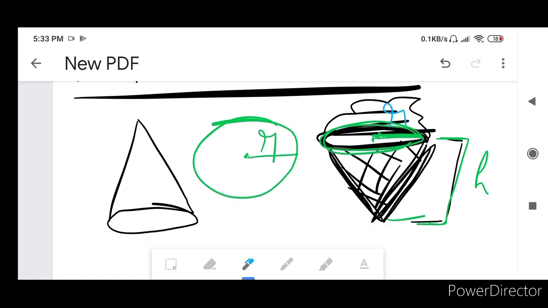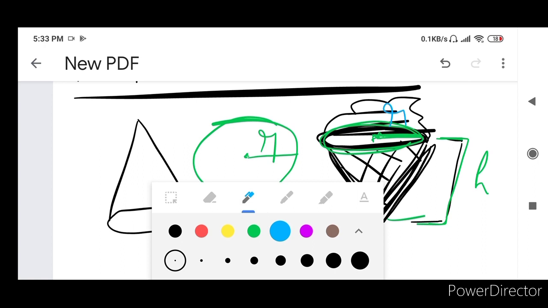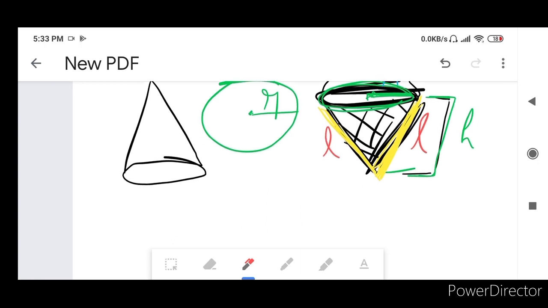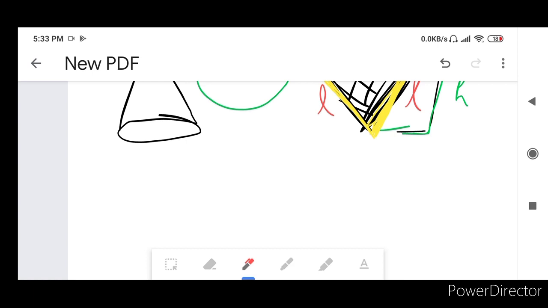Now this cone also has this length. What do we call this length? We call this length the slant height, L. It is denoted by L. What is the meaning of slant height? Let us understand the meaning of slant height.